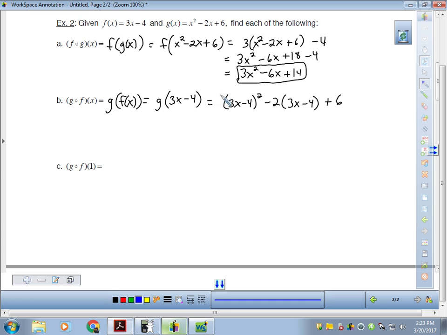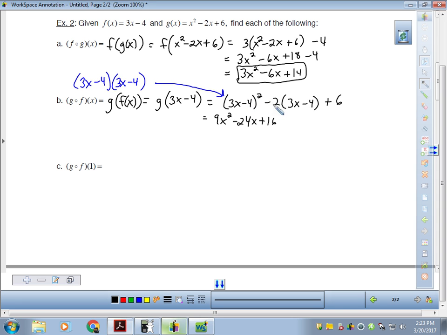Now, for this one right here, you have to remember that you're doing 3x minus 4 times 3x minus 4. You're actually squaring it out. So 3x times 3x is 9x squared. 3x times negative 4 is negative 12x. Negative 4 times 3x is also negative 12x. So you're going to have negative 24x. And then negative 4 times negative 4 is positive 16. So that takes care of this 3x minus 4 squared.